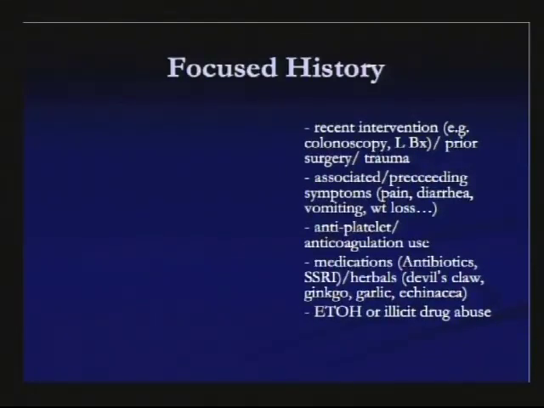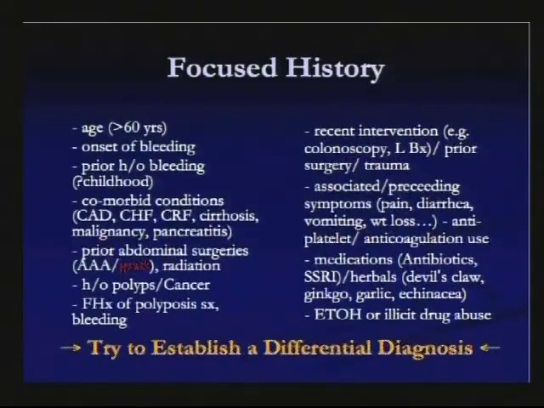Associated or preceding symptoms. Let's say patients have been having pain and bloody diarrhea for some time. If they lost some weight, you want to think about malignancy. You want to think about ischemic changes. Ask about antiplatelet and anticoagulation use. Some medications can interfere with anticoagulants, as do some herbals. And ask about substance abuse, including alcohol and drugs.